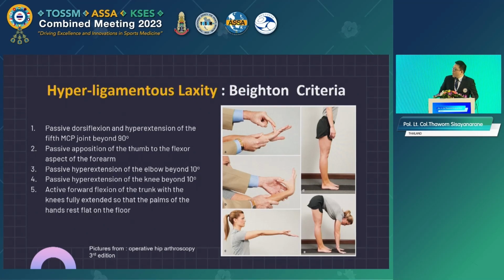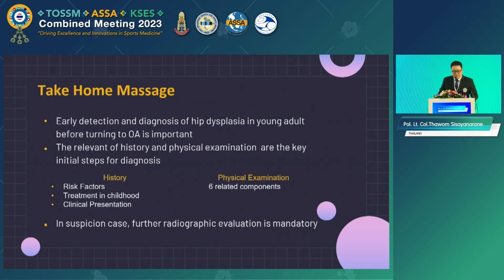The other thing that we have to check is the hyperligamentous laxity condition of the patient. The commonly used one is the Brighton criteria. We have 5 components, which are 1 point on each side, and the palm to floor is 1 point. So the total of the Brighton criteria is 9 points.